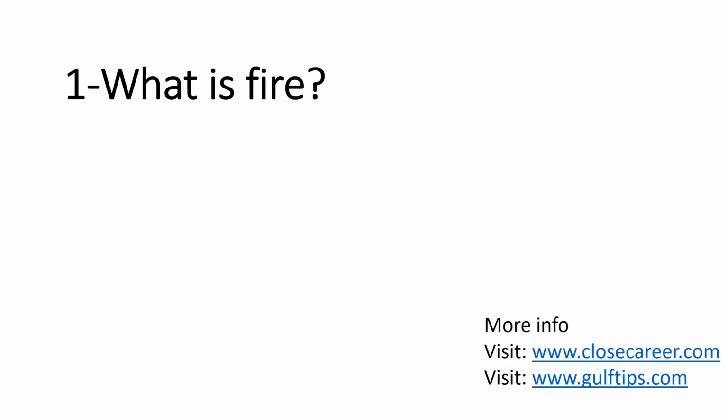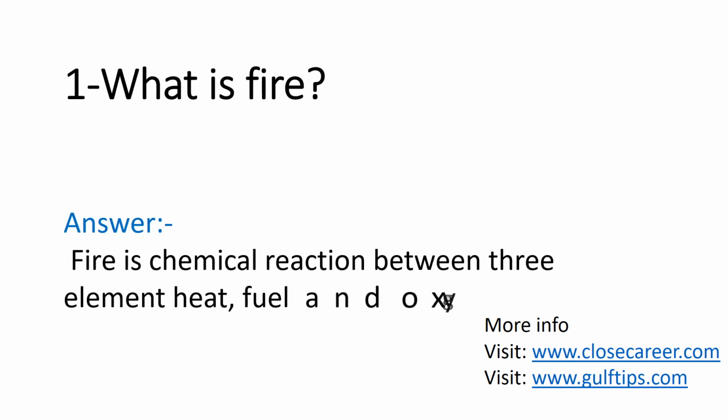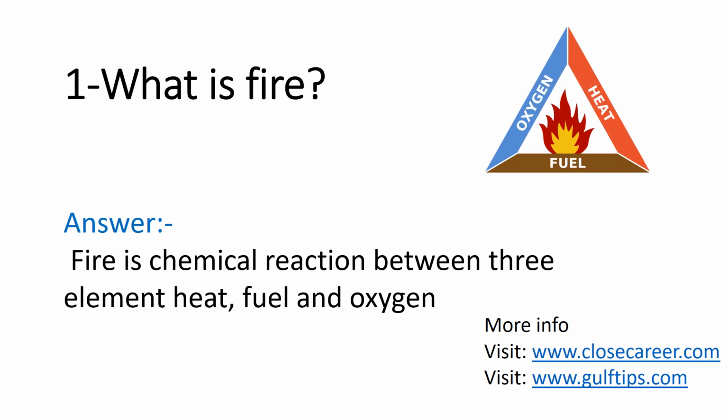Number 1. What is fire? The answer: fire is a chemical reaction between three elements: heat, fuel, and oxygen. Without these three things, without oxygen, without heat, without fuel, the fire cannot take place. For fire to take place, these three things are required. That's why fire is a chemical reaction between the three elements: heat, fuel, and oxygen.